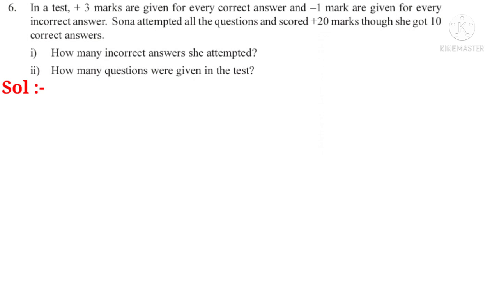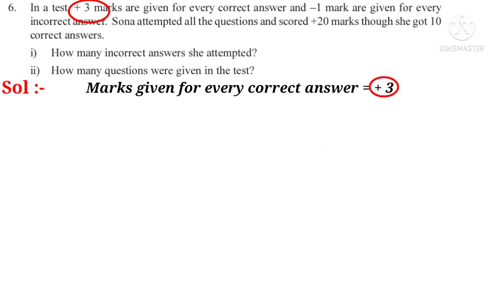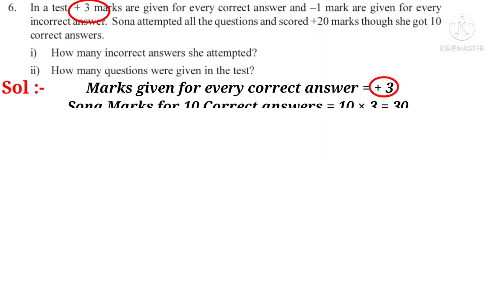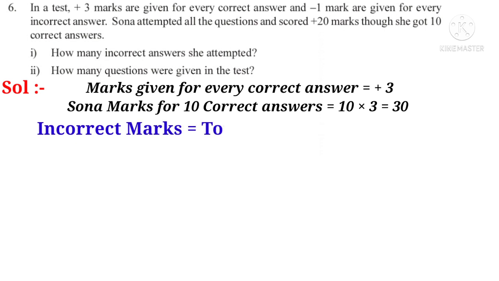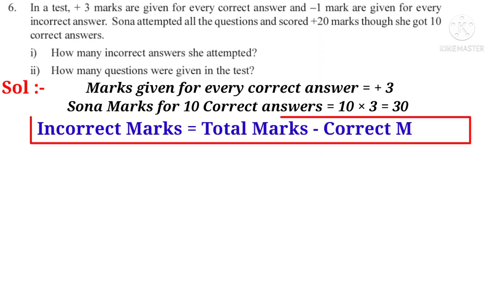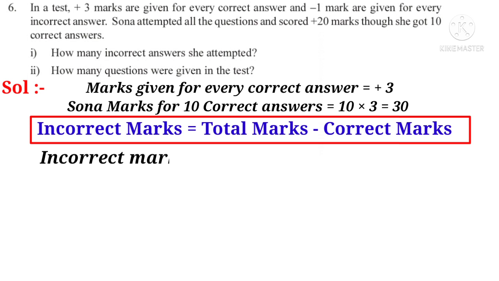Solution. Marks for every correct answer equal to plus 3. Now, Sona's marks for 10 correct answers is equal to repetitive addition of 3 for 10 times, or just multiplication, 10 into 3 is equal to 30. Now incorrect marks equal to total marks minus correct marks. Incorrect marks equal to total marks 20 minus correct marks 30. 20 minus 30 is minus 10.